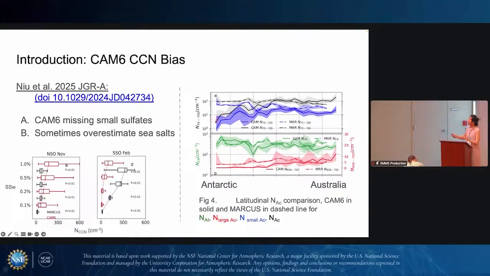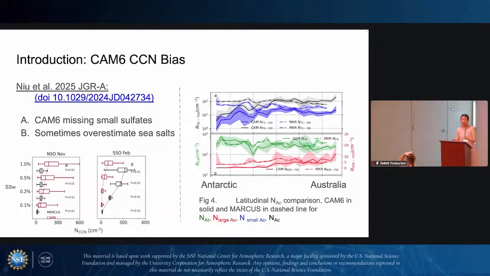We're evaluating what is causing the underestimation of CCN over the Antarctic coast. The CCN spectrum on the left shows that most of the time over the NSO, it's the sea salt overestimation causing this, in November, while over the SSO in summer, particularly in February, it is the small sulfate that is underestimated in CAM6.